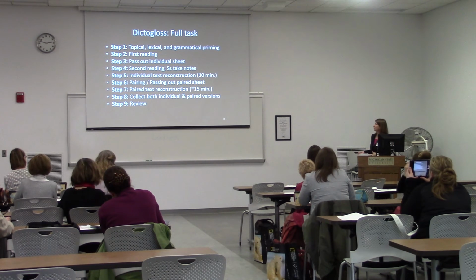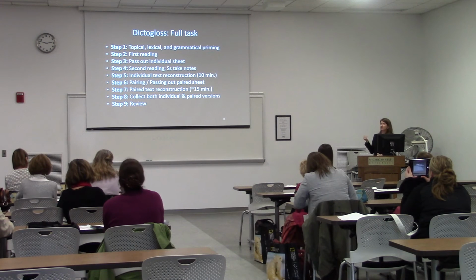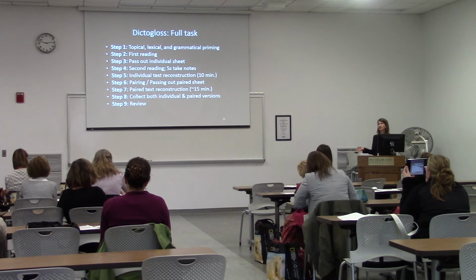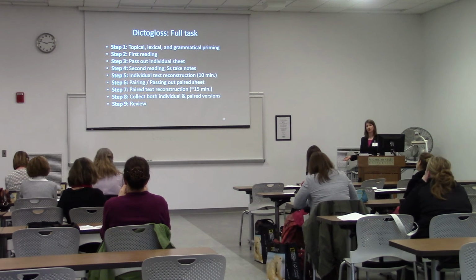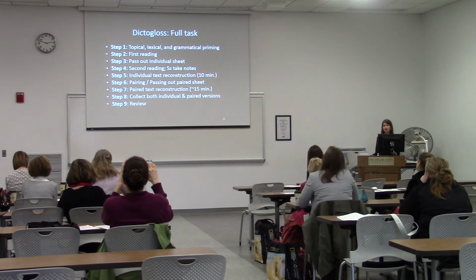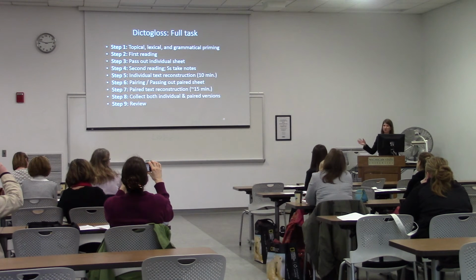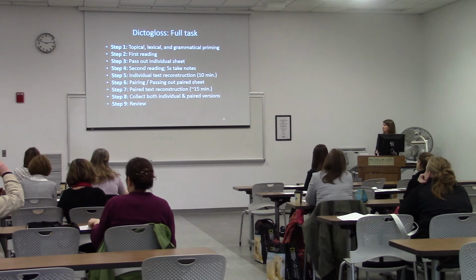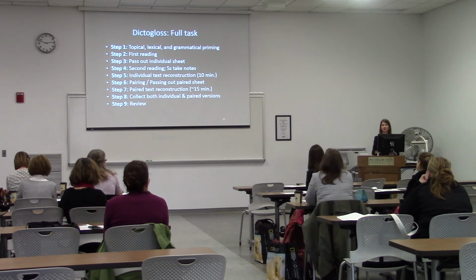So here's the full task: priming, first reading, handing out the individual sheet, reading it a second time, letting the students take notes at this stage, then allowing them 10 minutes to reconstruct their text, then pairing them with someone and giving the paired sheet, then allowing about 15 minutes, and sometimes they finish earlier than this, for the paired reconstruction, then collecting all of the productions and reviewing some of them against the original text with your students.